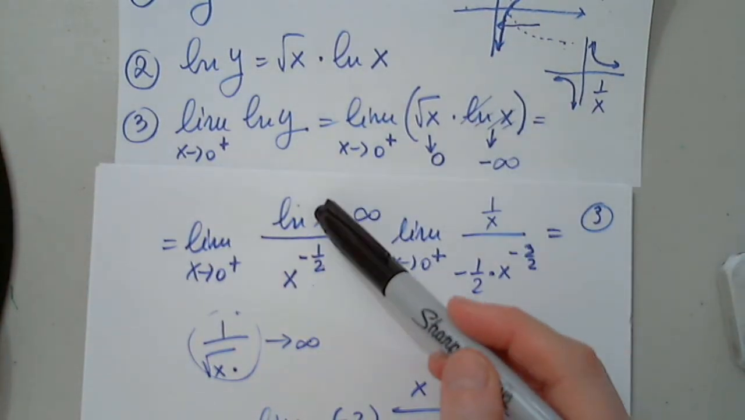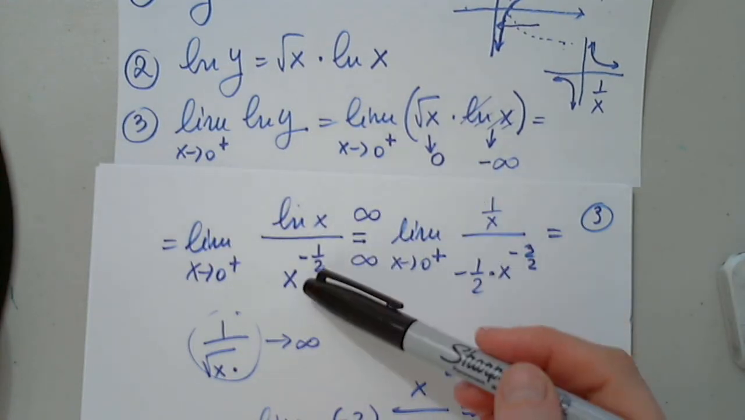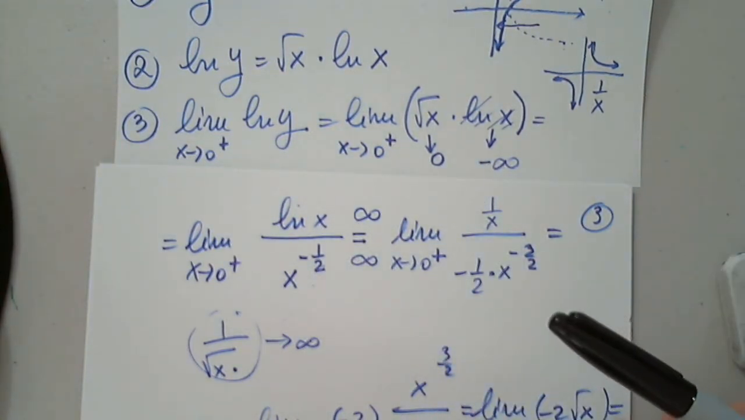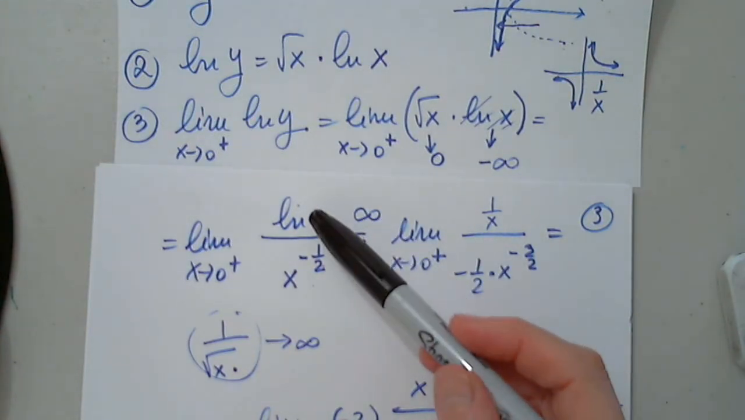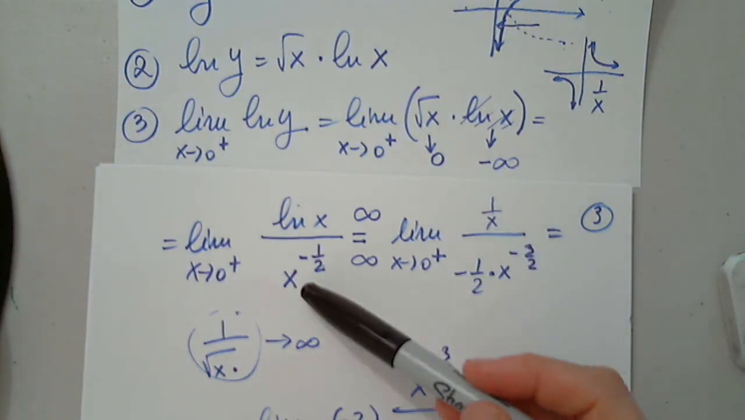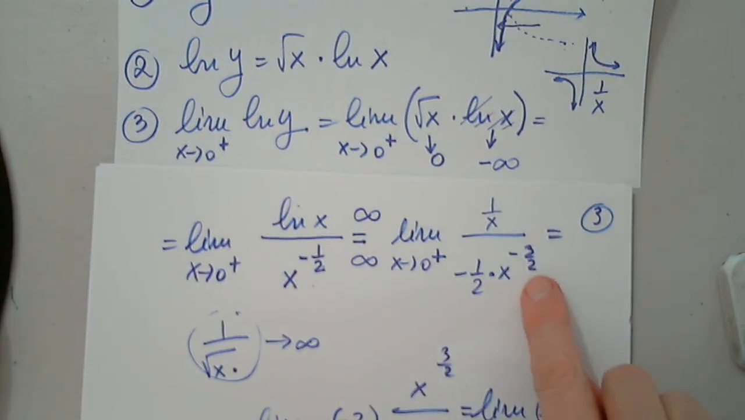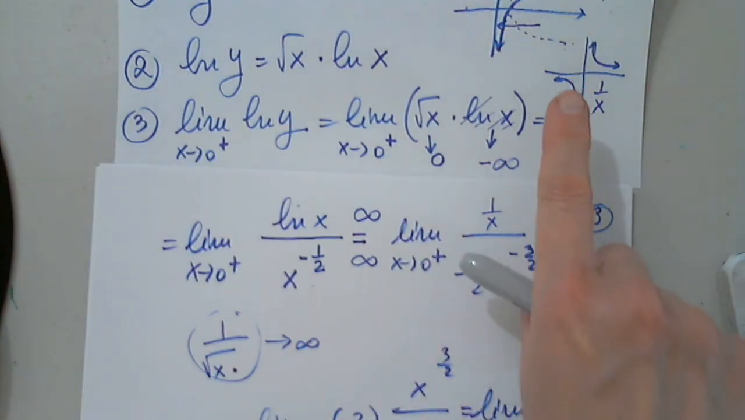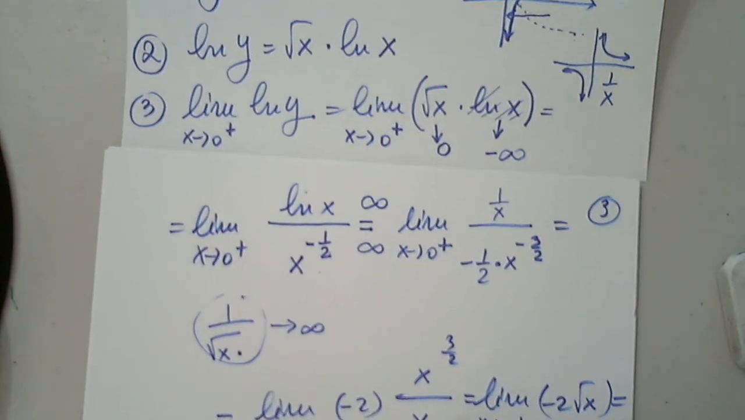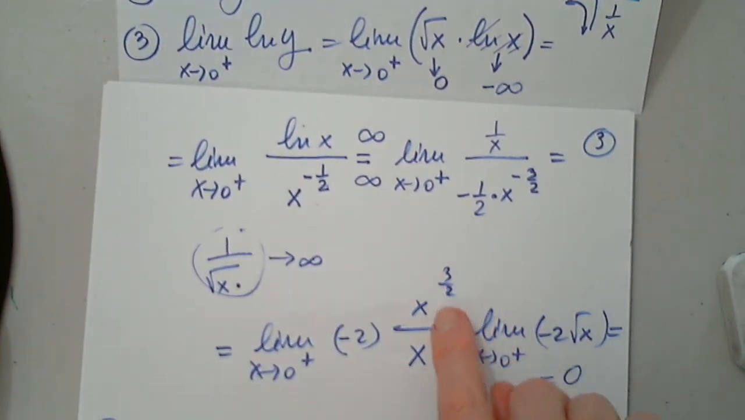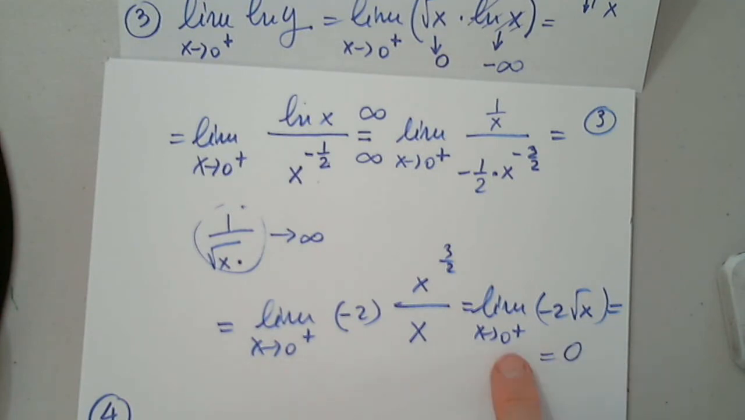Don't touch natural log, leave it alone at the top. But change this into x to negative 1/2. It's the same thing. Now differentiate the top, because they are infinity over infinity. So differentiate the top, 1 over x. Differentiate the denominator. This has a negative power, so it goes to the top. And this is the denominator of the fraction. So then when I copy the base and subtract 3/2 minus 1, I have 1/2, so this is the square root of x. Negative 2 times the square root of x as x approaches 0 from the right is 0.